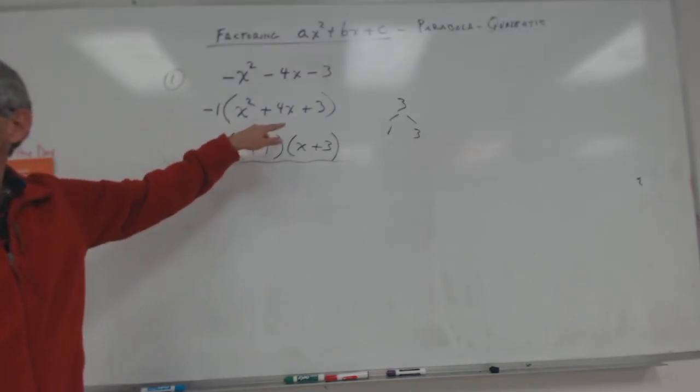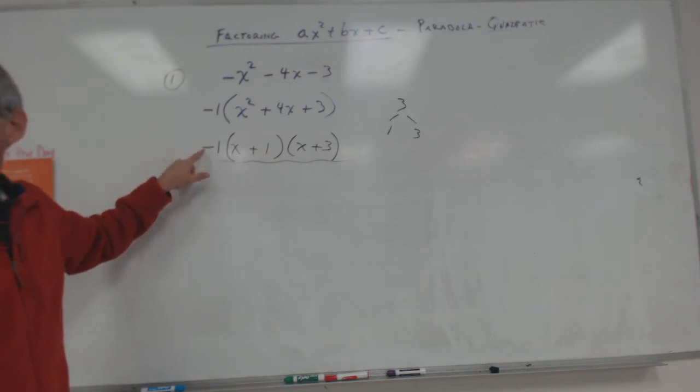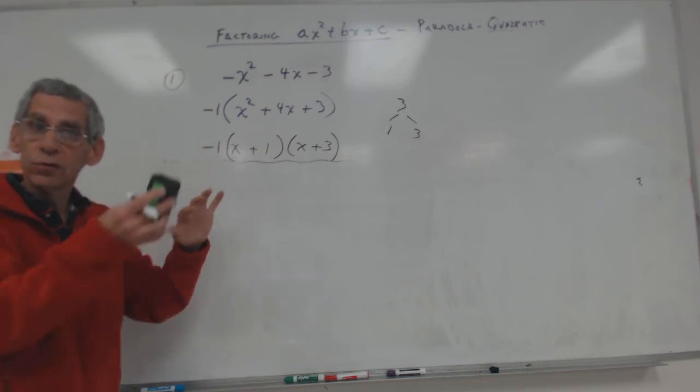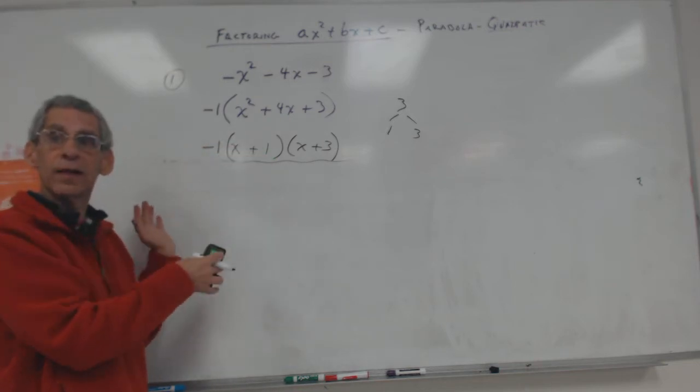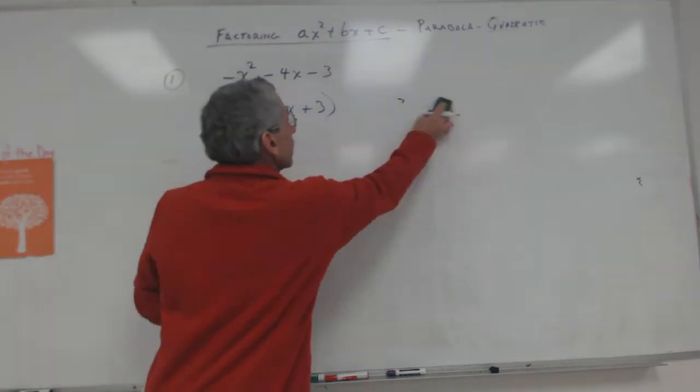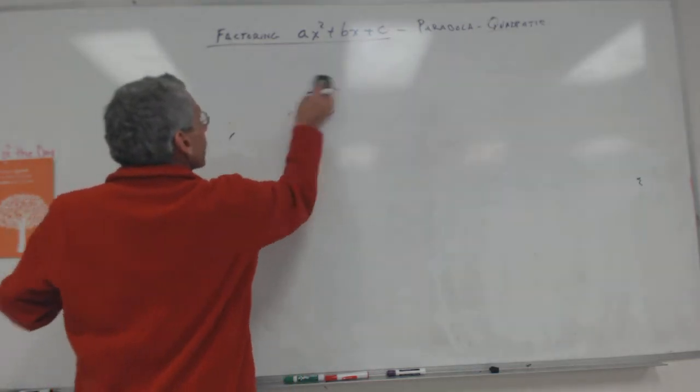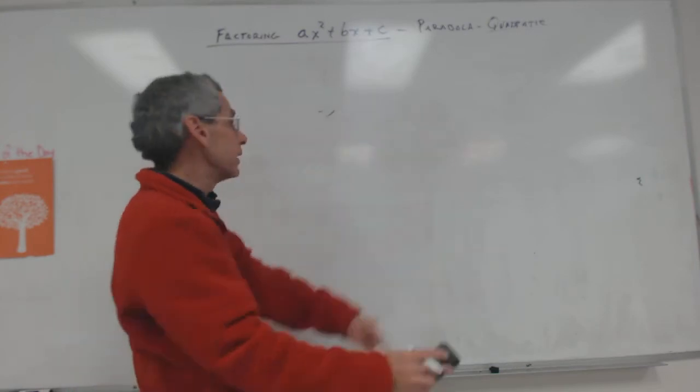negative 1. And then it was pretty simple, right? But you have to keep that negative 1. You all understand that, right? When you write your thing, you got to keep the negative 1 off to the left. Okay? All right. So that's one style of ax squared plus bx plus c.